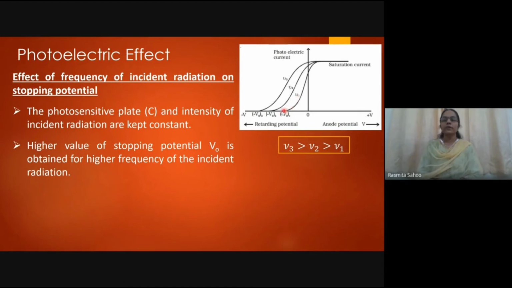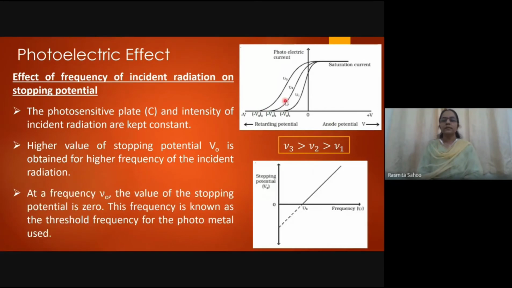We are getting different stopping potential values for different frequencies, and as the frequency is increasing, the magnitude of the stopping potential increases. I am saying magnitude because these are reverse potentials, so they have minus signs. If we take the magnitude, we can compare that the magnitude of the stopping potential is greater for greater frequency. Taking the different values of frequency on the x-axis, they plotted the corresponding stopping potential on the y-axis.